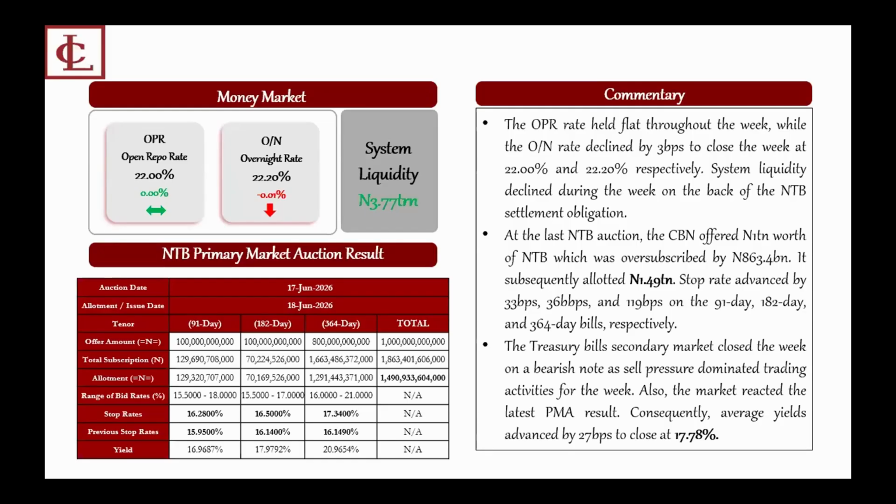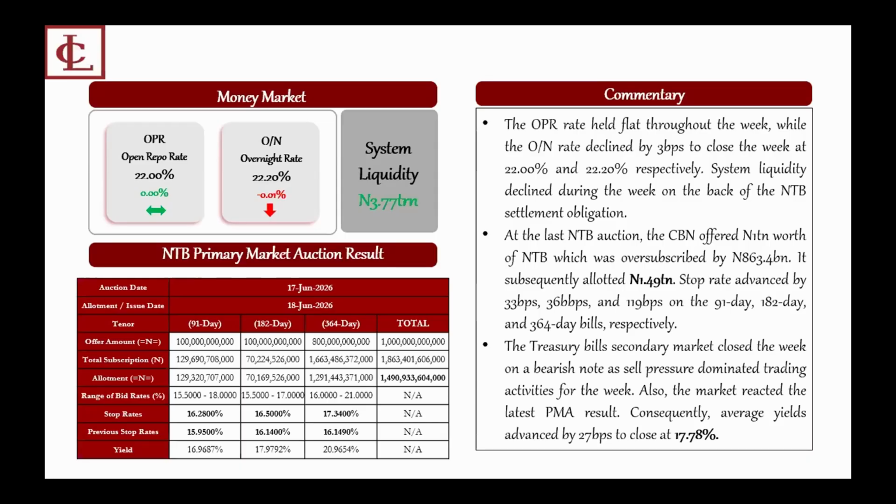At the last NTB primary market auction, the CBN offered 1 trillion worth of Treasury bills across 91 days, 182 days, and 364-day tenors. Investors' participation remained robust, with total subscription reaching approximately 1.86 trillion, translating to an oversubscription of 863.4 billion. This strong demand highlights the continued attractiveness of government securities as investors seek relatively safe and attractive investment opportunities amid prevailing market uncertainties.